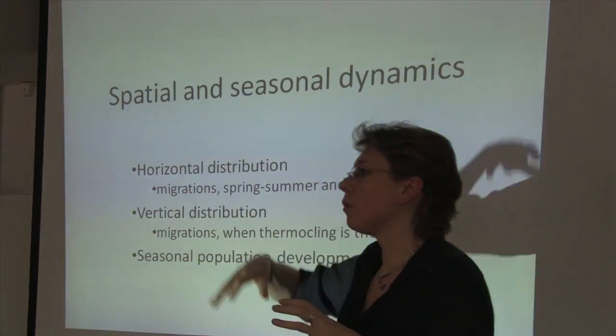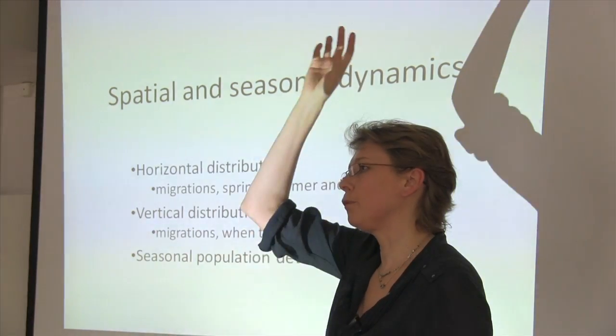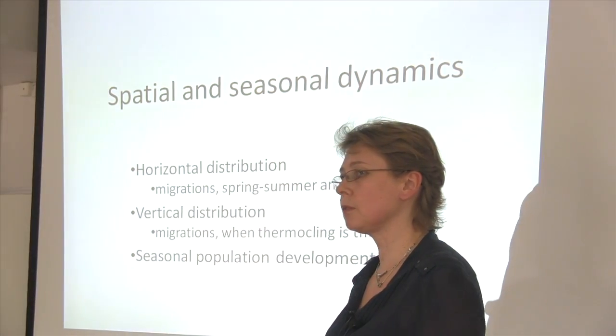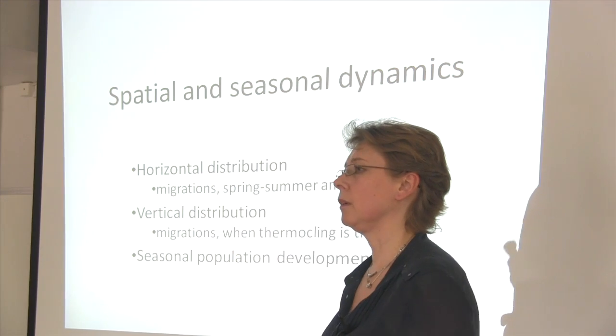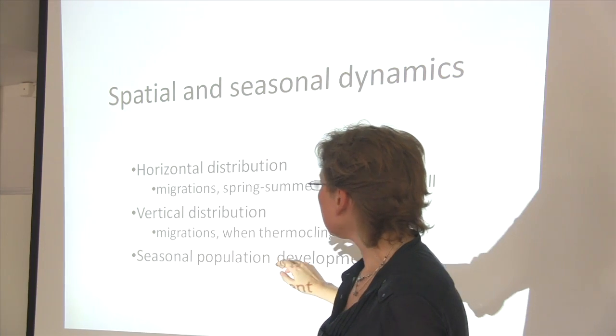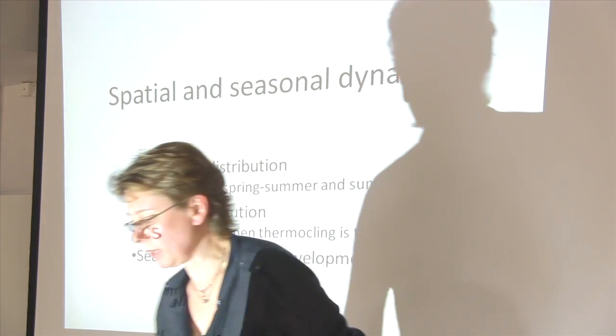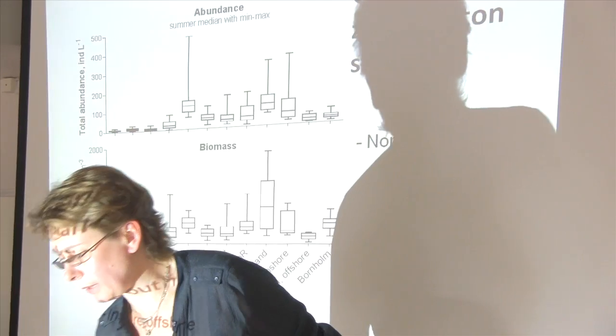Vertical distribution is also a part of the spatial variation. They are not uniformly distributed along the water column, as you guessed. There are specific depths where we have more and other depths where we have less. Seasonal population development is also a part of the distribution in terms of the seasonal dynamics.